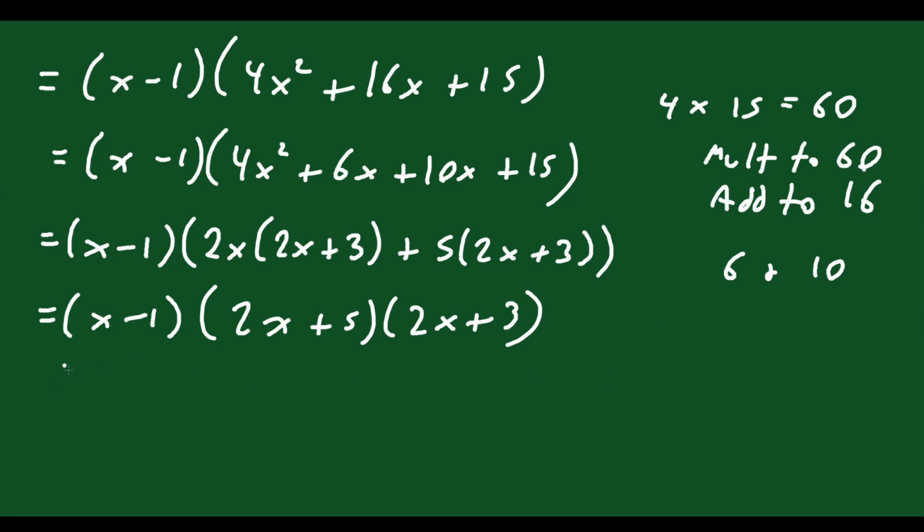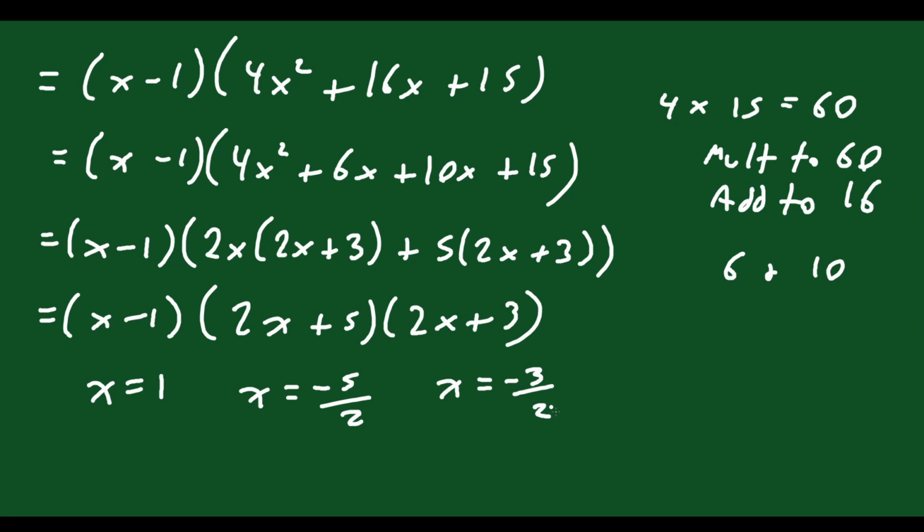Now, it's fully factored, right? We have 3 factors here. None of them can be factored any further. So that's it. Now, with those 3 factors, we can find the roots, right? We know x equals 1. This one here will be x equals negative 5 over 2. So just set this to 0 and solve for x. This one as well. You'll get x equals negative 3 over 2.